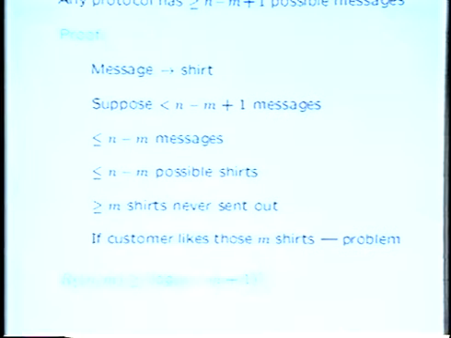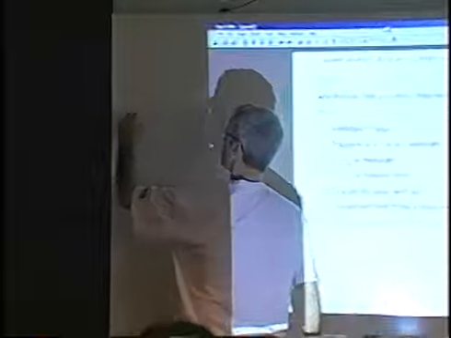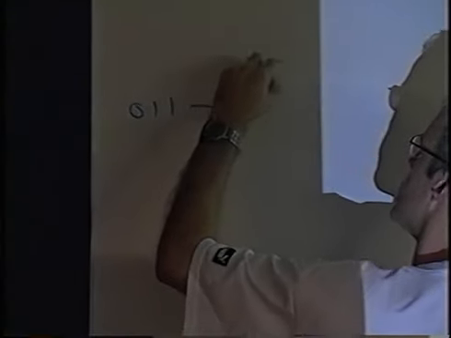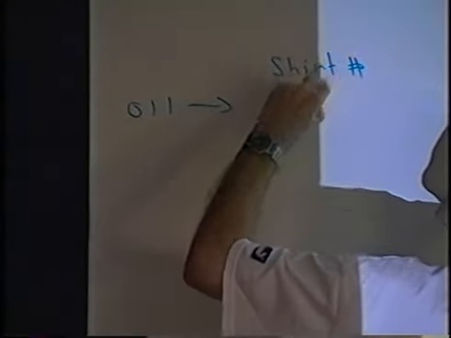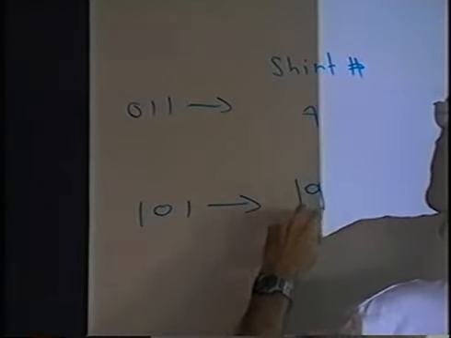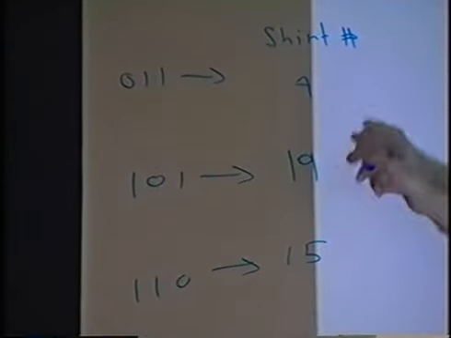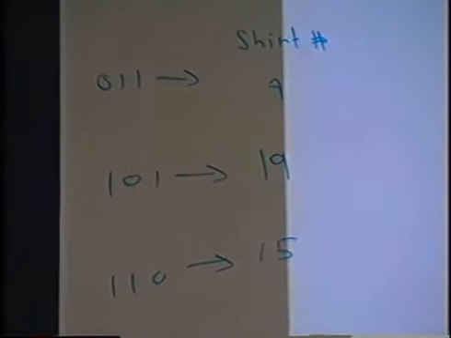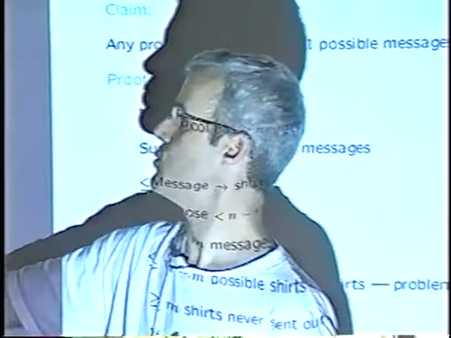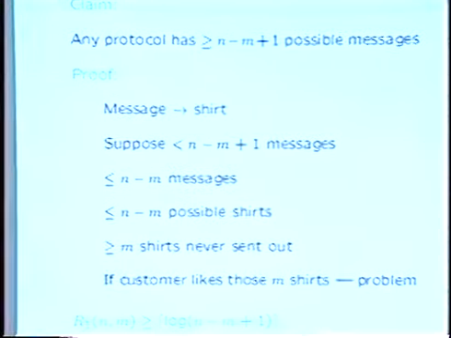So how do those protocols work? Okay, the way they work is this. No matter how you come up with the protocol, I'm going to transmit you some sequence, 0, 1, 1, and then you send me shirt number maybe 7. Or maybe if I transmit 1, 0, 1, you'll send me shirt number 19. And 1, 1, 0, you'll send me shirt number 15, and so on. And maybe for 2 different numbers, you'll send me the same shirt, which means you didn't design a good protocol, but it's okay. But the point is, for every message that you send me, there is exactly one shirt that I'm going to send you.